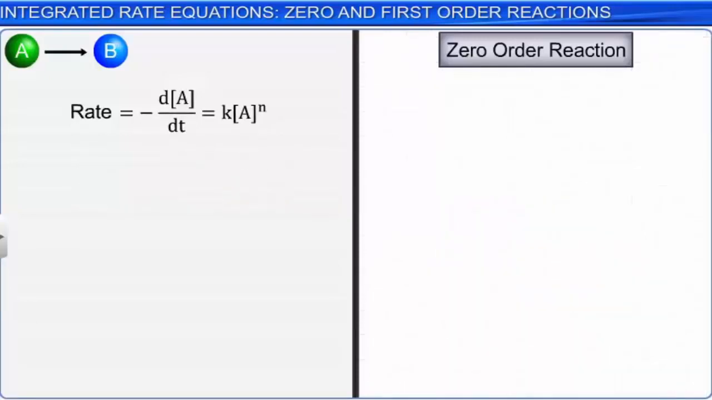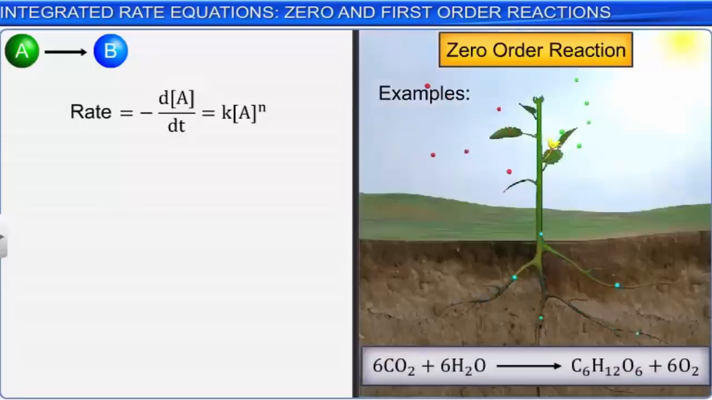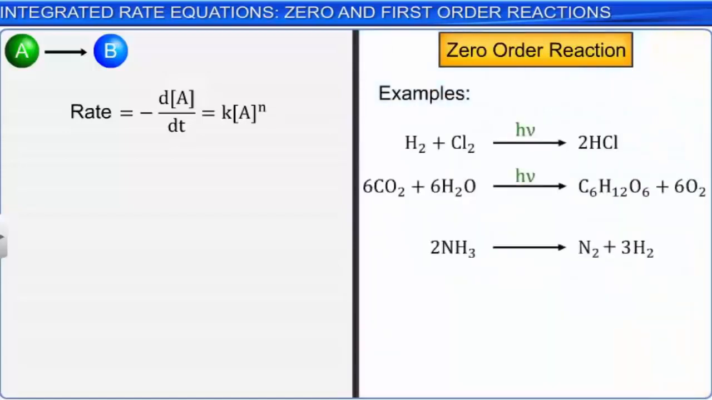Now let us look at certain examples of zero-order reactions. In general, photochemical reactions, such as the formation of hydrogen chloride, and photosynthesis are zero-order reactions. Certain enzymatic reactions and the decomposition of gaseous ammonia in the presence of platinum catalyst at high pressure, and the thermal decomposition of hydrogen iodide on a gold surface are also examples of zero-order reactions.